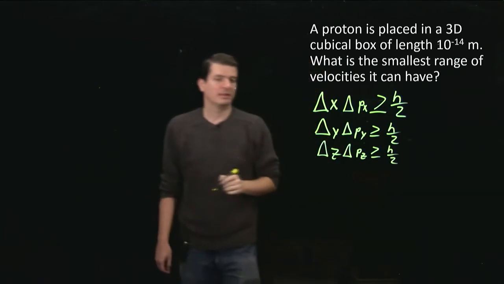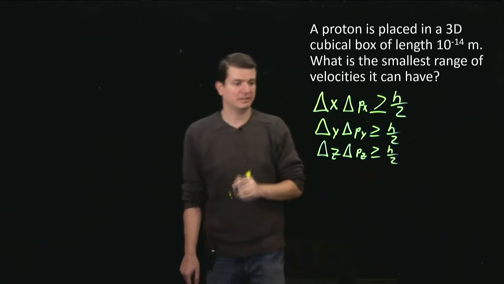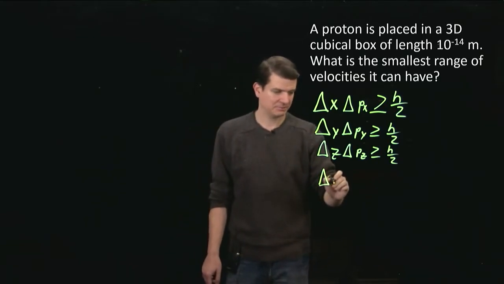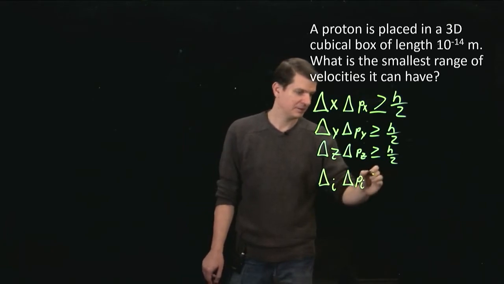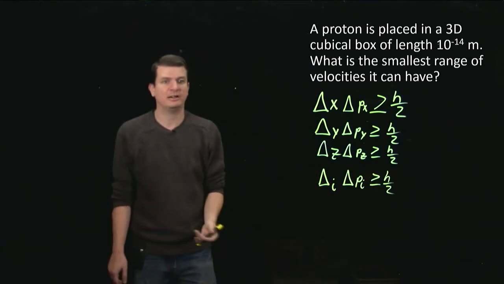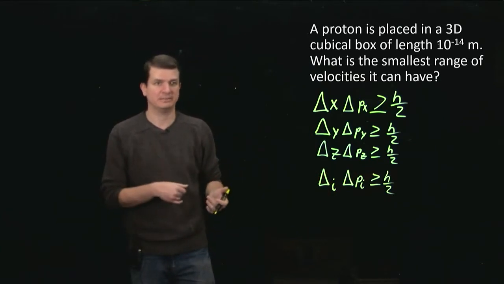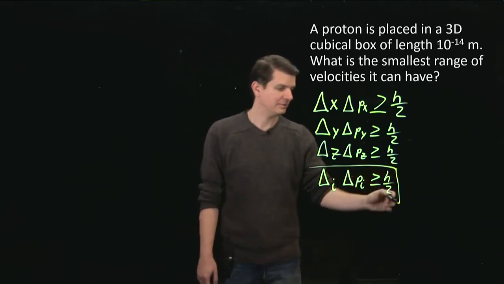Now, I'll summarize, because I don't want to keep writing three things. I'll just write this as delta i, delta p_i greater than or equal to h on 2, where by i I mean it takes x, y, z, those different values, so that I can talk about one equation rather than three.